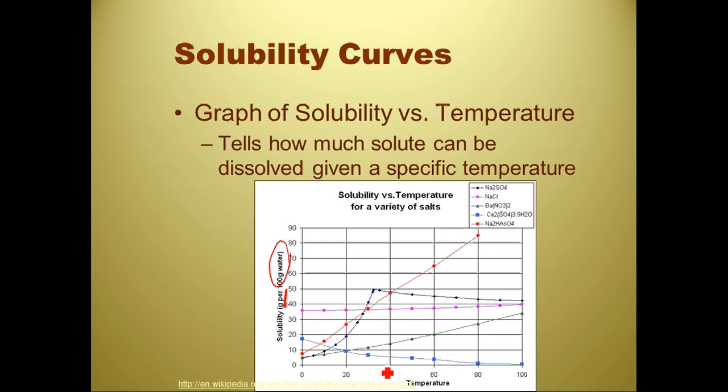You can see across the bottom scale here, we've got the temperature. So this is measured in degrees Celsius. What you can see if you take a look at the graph in general is that most things increase in solubility as temperature increases. The red, the dark blue, the green, all increase as you get hotter and hotter.